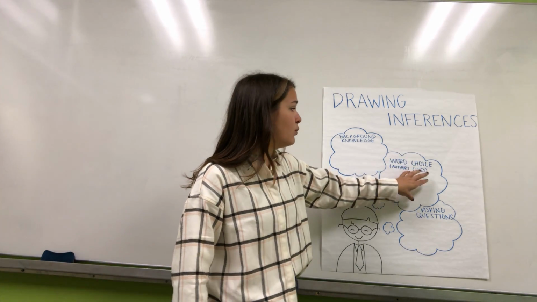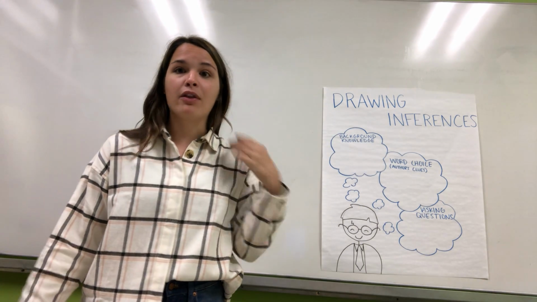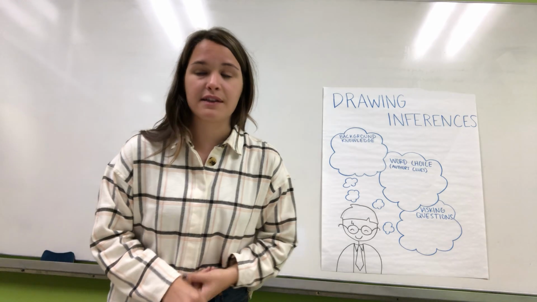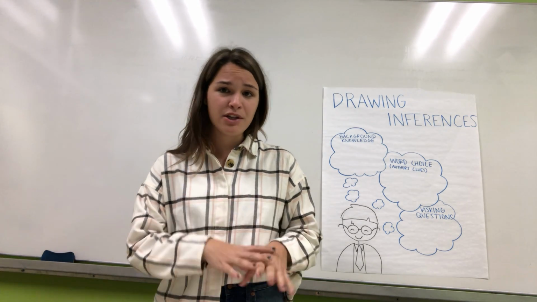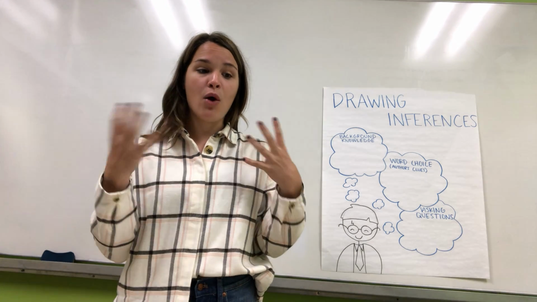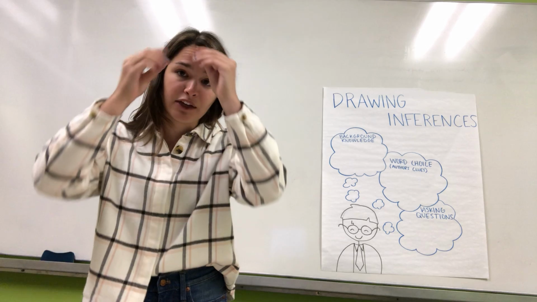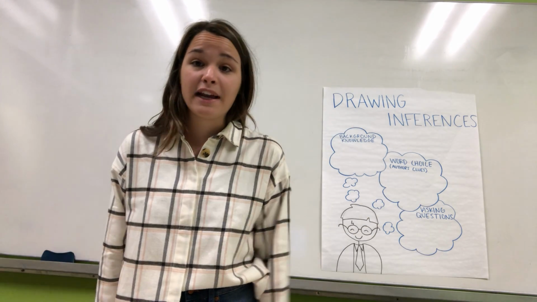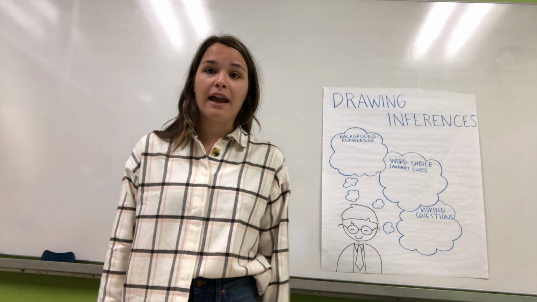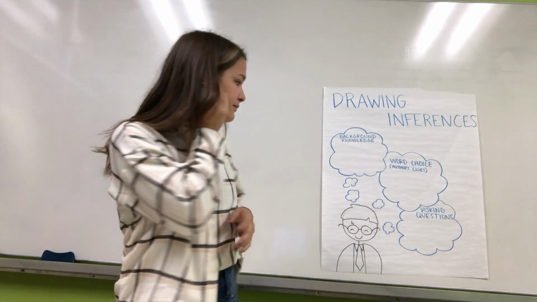The second thing is word choice, or author's clues. This means maybe the author is using action words, or maybe the author is using really vivid description and imagery in order to show us, instead of just explicitly telling us what a character is thinking or feeling. That could be using rhetorical devices, or, like I said, action words, vivid imagery, vivid description.